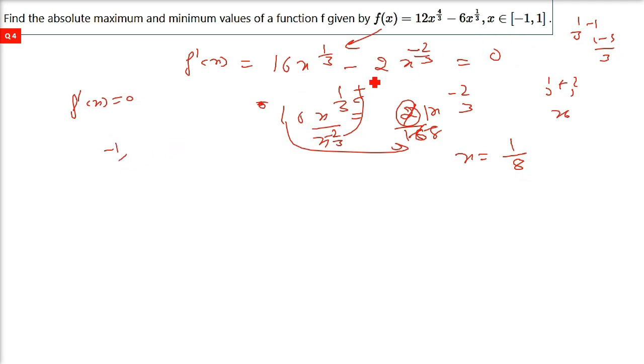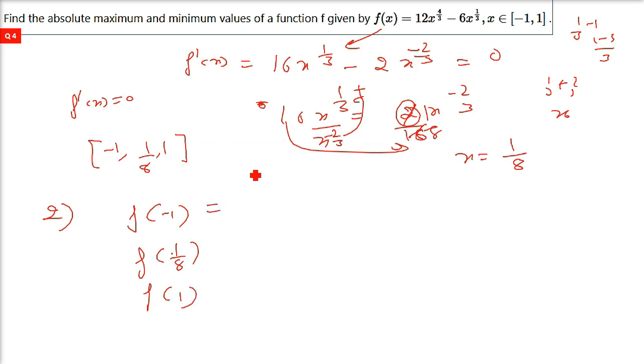Now this 1/8 is in between negative 1 and 1. So we have three critical points in this case: minus 1, 1/8 and 1. So we'll find out f(-1), f(1/8) and f(1). When we place all these, what are we going to get? You already know f(-1), f(1/8) and f(1) I am placing and finding out the final value, which is going to be 18 in this case. f(1/8) will be negative 9/4. f(1) will give you 6.